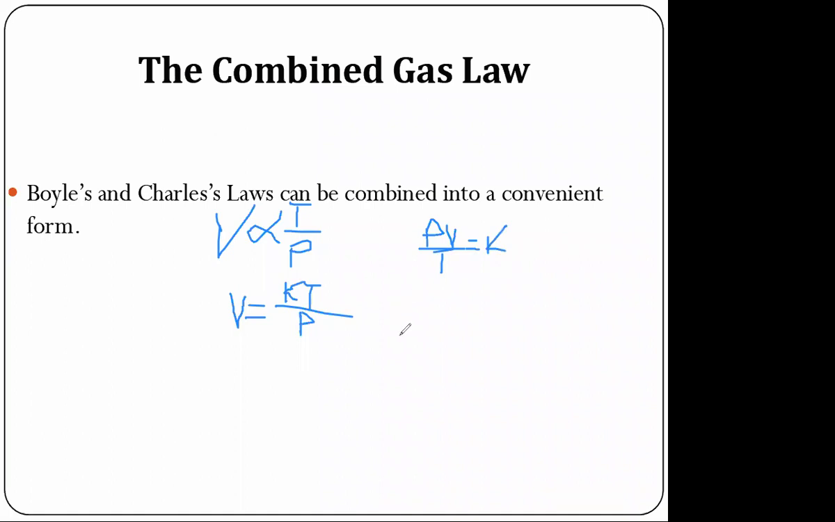Then the combined gas law of Charles and Boyle's law is P1 V1 over T1 equal to P2 V2 over T2.